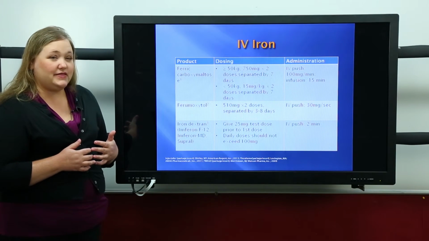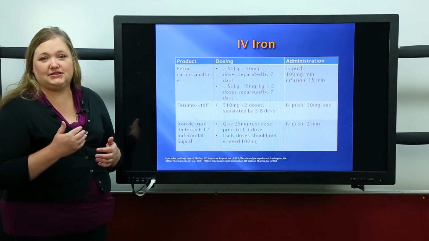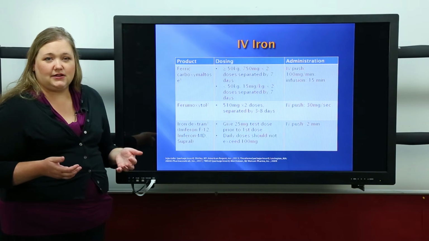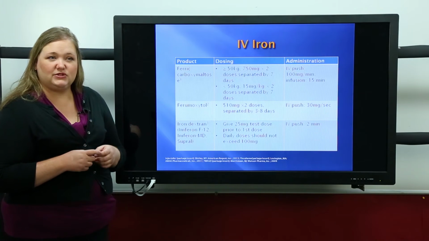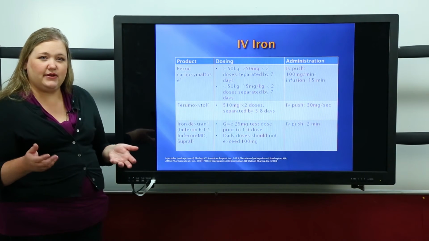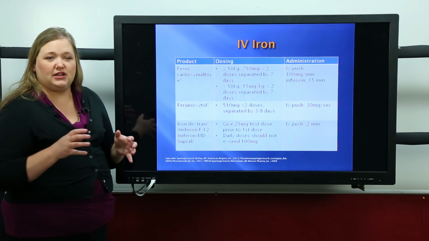So IV iron is the other option to use, and there are 5 different products that are available. And they differ significantly based on how much is given at a certain time. So the recommendation for treating iron deficiency anemia in patients with CKD with IV iron is to get up to 1 gram total for the dose of treatment. However, with these different products, you can't give 1 gram all at once.